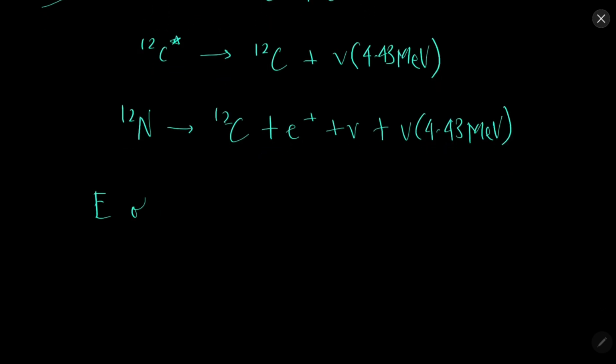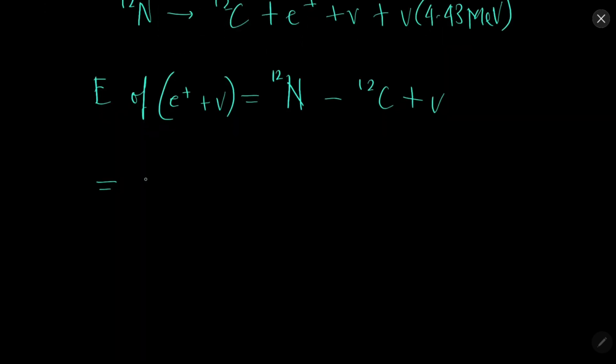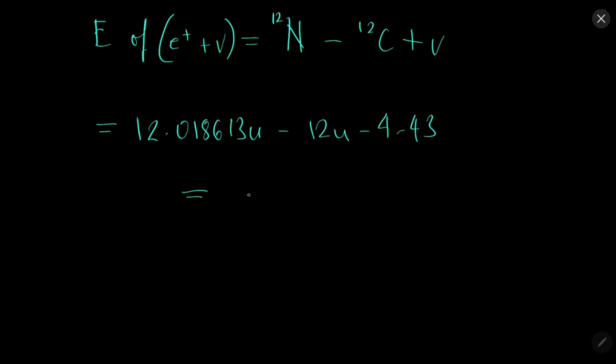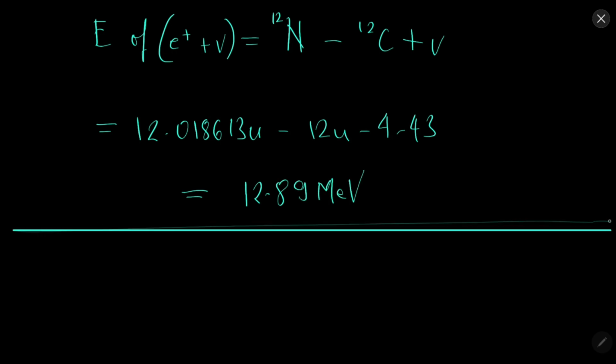So energy of positron plus C will be minus, yes. So when we put all the values, let's put the values. 12.018613 u minus 12 u minus 4.43. So after simplifying everything, we will get 12.89 MeV. This is in MeV. Remember, convert this u into MeV.